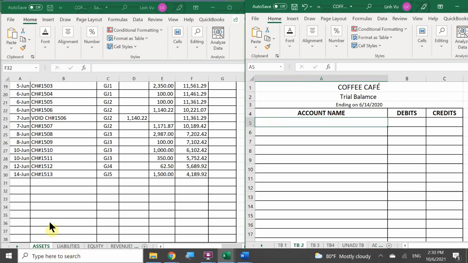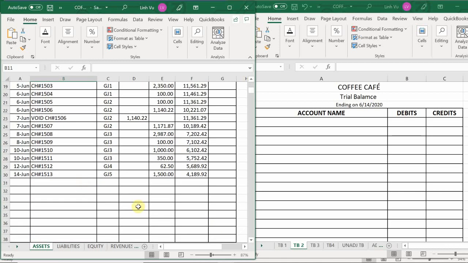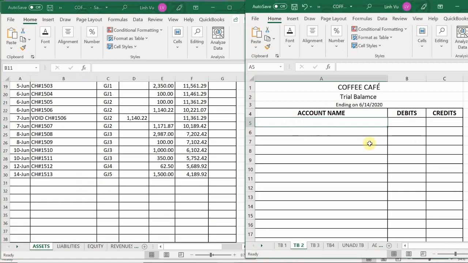Okay, so once again, we're going to go through every single account in our chart of accounts. We start with checking. In this case, we know exactly what our checking account is, which is going to be how much? 4,189.92, on the debit side.